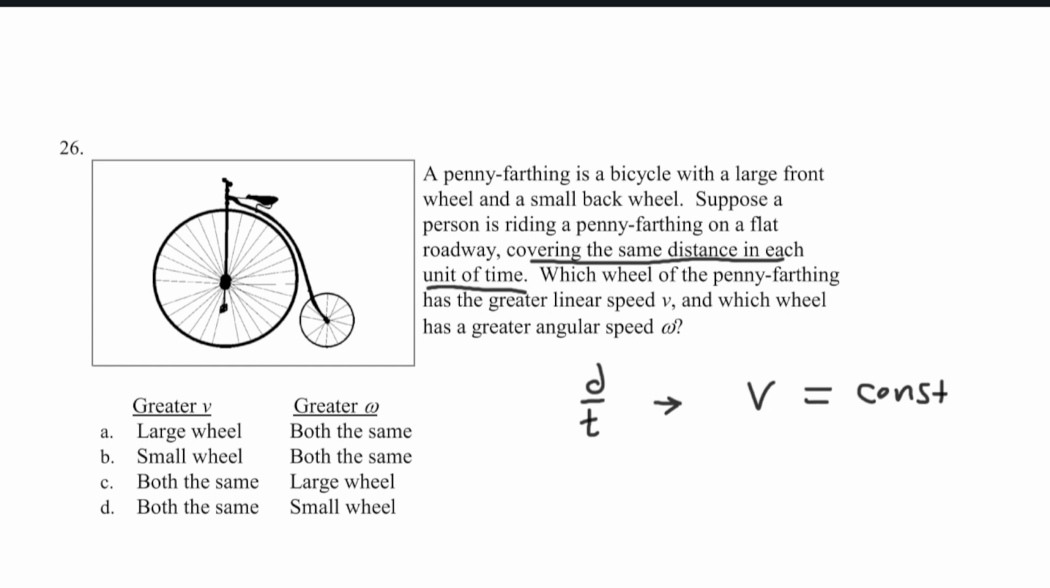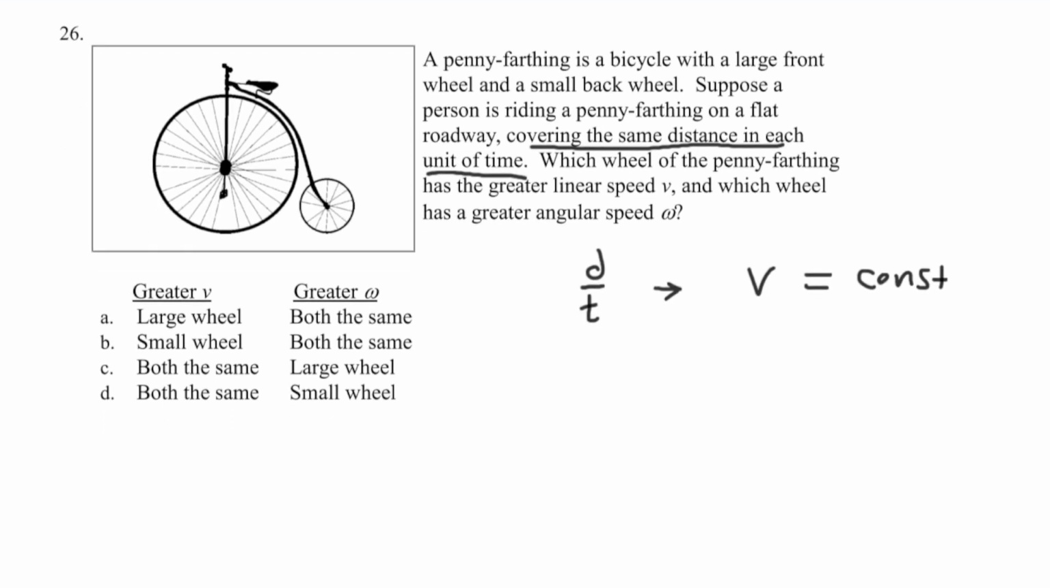Which wheel has the greater linear speed and which has the greater angular speed? Well, the fact that the bicycle is moving at 1 unit is definitely telling us that the wheels have the same velocity. And now we just have to figure out how omega compares. So we know that v is equal to omega times r. So this means angular speed is equal to v divided by r. So the fact that the larger wheel has a larger radius means that its angular velocity has to proportionately shrink.